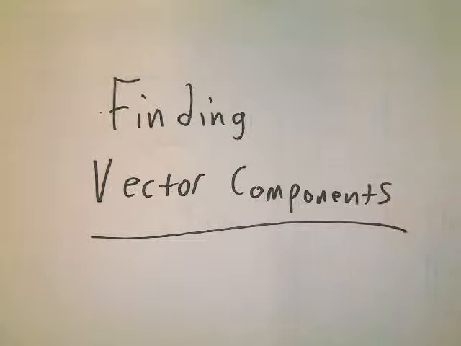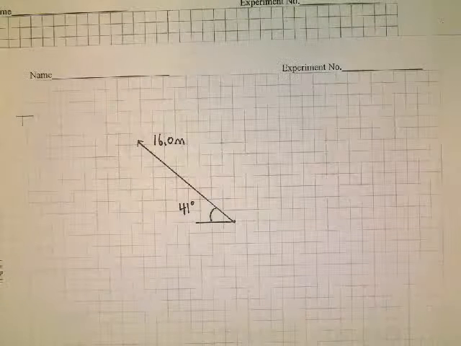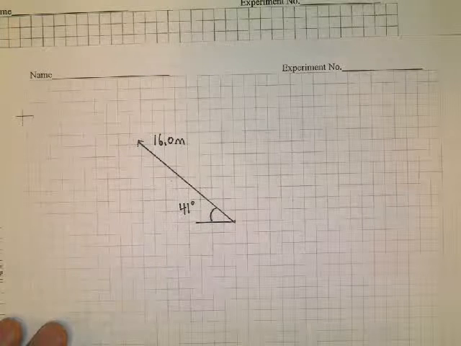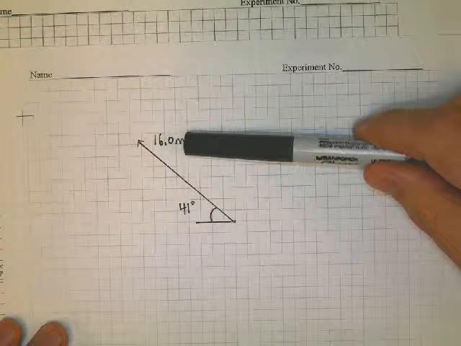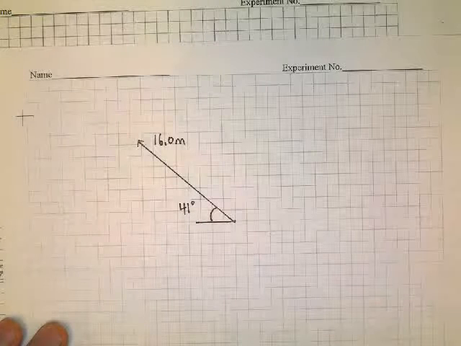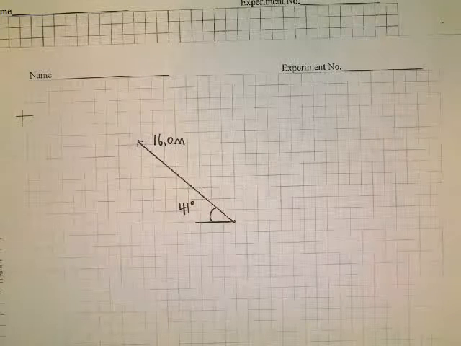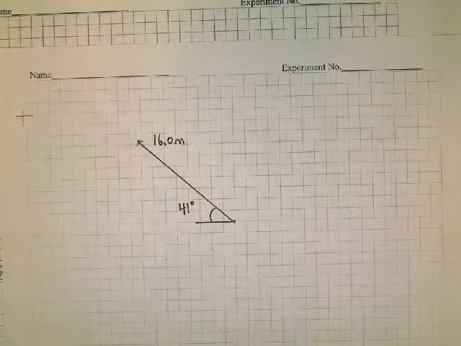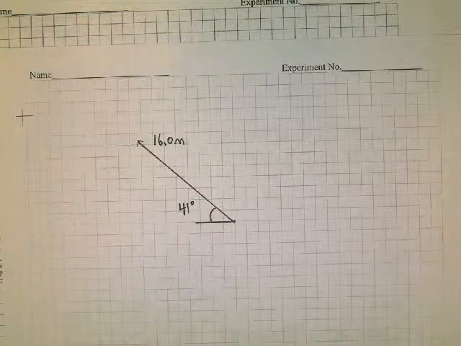Here's our vector. This is an angle-magnitude vector. The 16 meters is its magnitude, and this angle right there is 41 degrees. We want to break that into components. The first thing to do here is to set up a trigonometric angle for this.